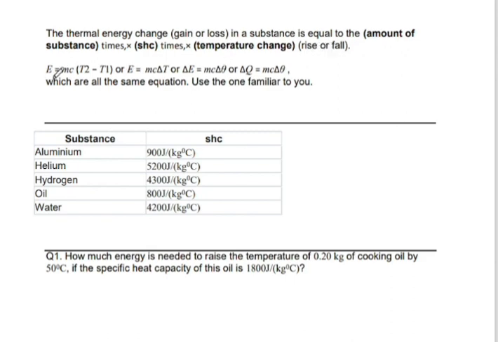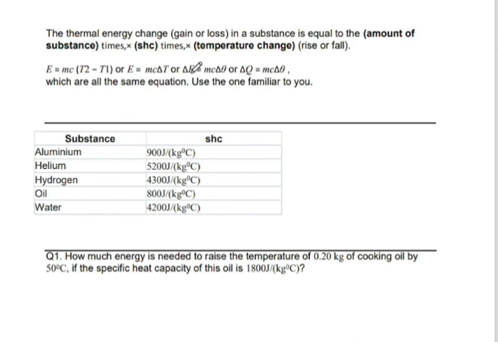So in symbols, we can write this as E equals mc times (T2 minus T1). T1 and T2 are the initial and final temperatures measured in Kelvin. You can also write E equals mc delta theta. So delta theta is the change in temperature, which is either rise or fall, which is the same as T2 minus T1. Or you can also write this if the temperatures are given in degrees centigrade.